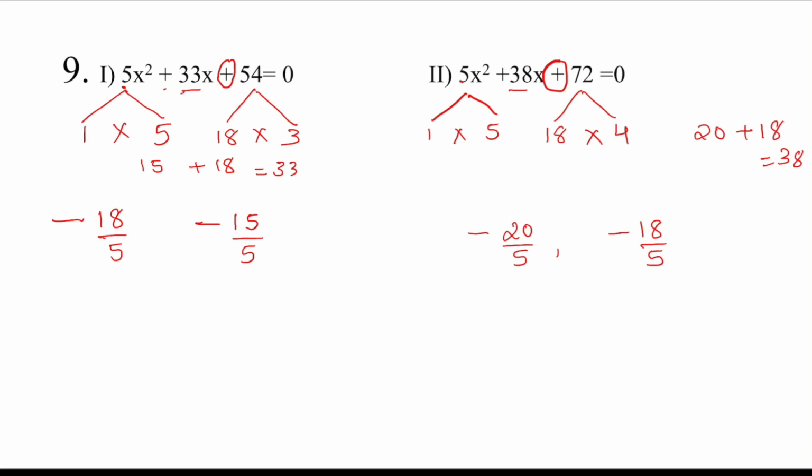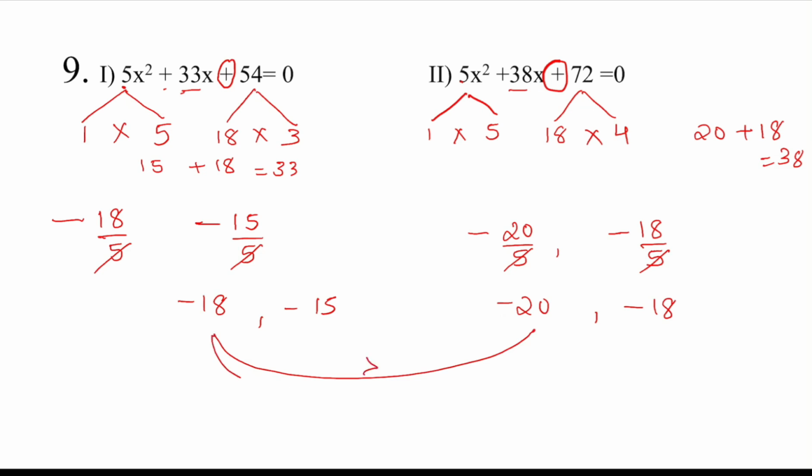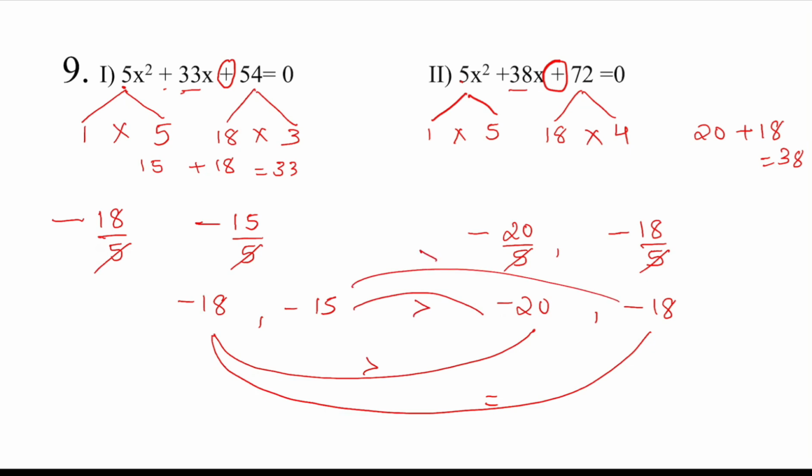Okay. Now, what can we do? Cancel 5 everywhere because division by 5 is there everywhere. So, what do we remain with? Minus 18, minus 15, minus 20 and minus 18. Compare each one with the other. When you compare this, 18 is greater. When you compare here, equal to; here this is greater. Therefore, we can say that x is greater than or equal to y.